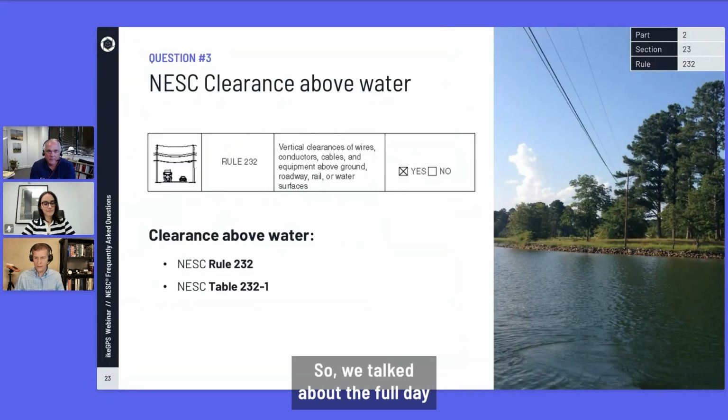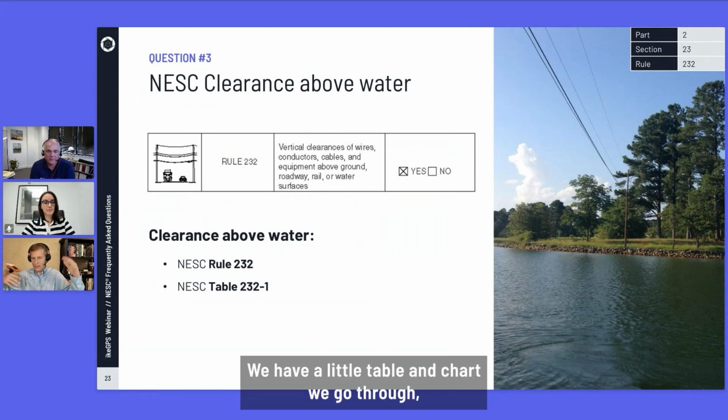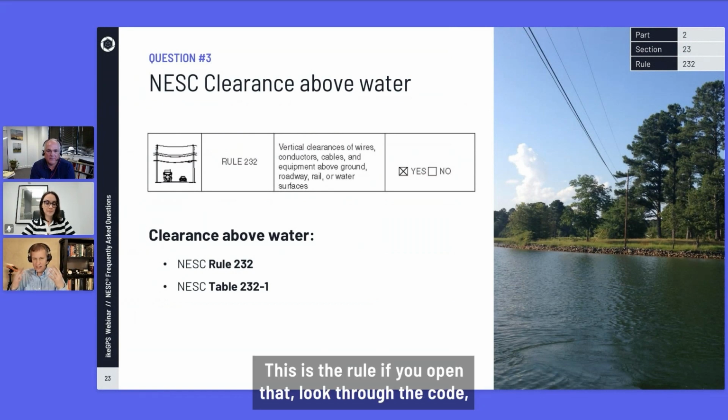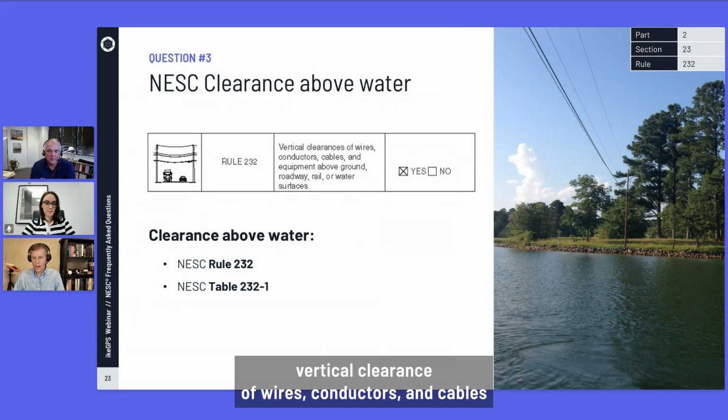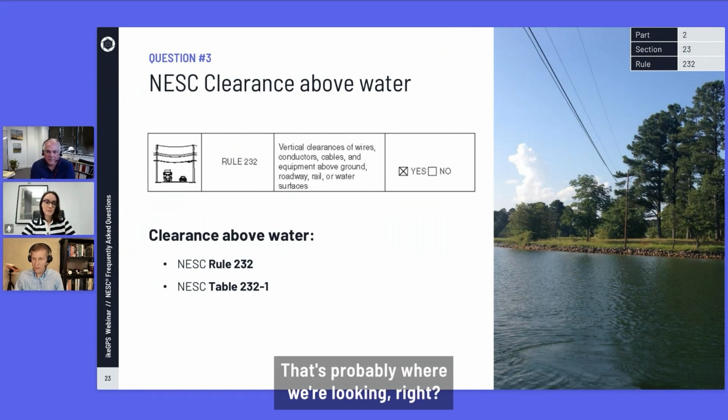So we talked about the full day class has all 10 clearance rules. We have a little table and chart. We go through how to find those. But this is the rule. If you open that, look through the code: vertical clearance of wires, conductors, and cables above ground, roadway, rail, and water surfaces. So wires above ground, roads, water. So that's probably where we're looking, right?